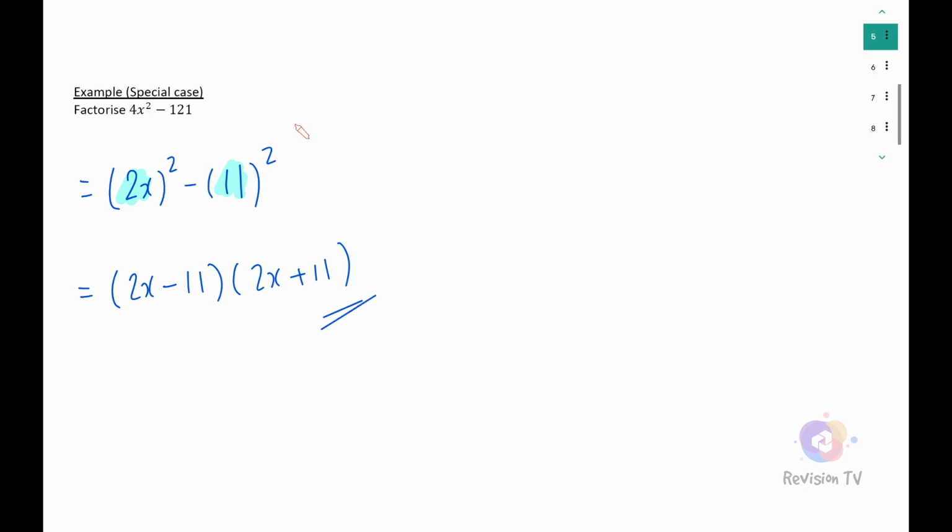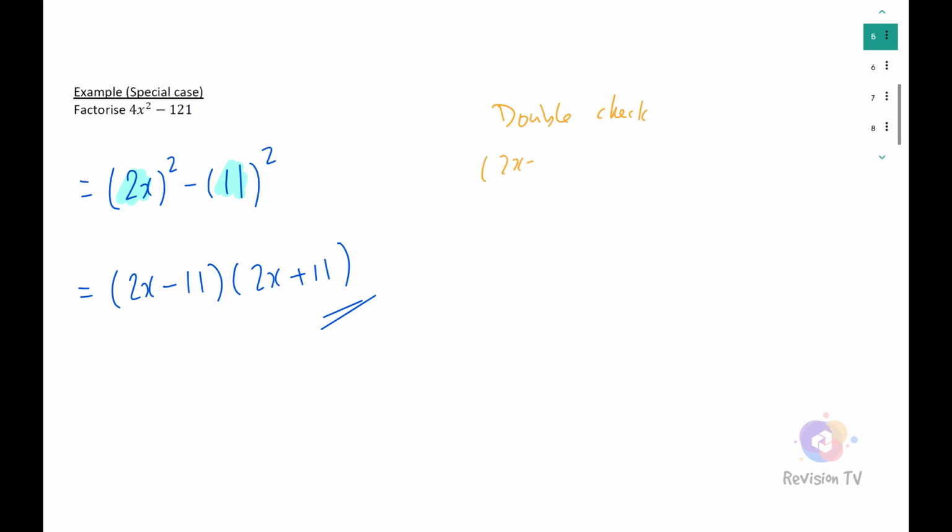Right, so 4x squared minus 121, we can rewrite as 2x squared minus 11 squared. So that's the difference of two squares. These are square numbers: 2x and 11, each of them is a square number, with a minus in between. Next, we can then put what we highlighted in a bracket, 2x, and then the plus and minus version. And that's the answer. Of course, you can double check your answer. So we can do a double check.